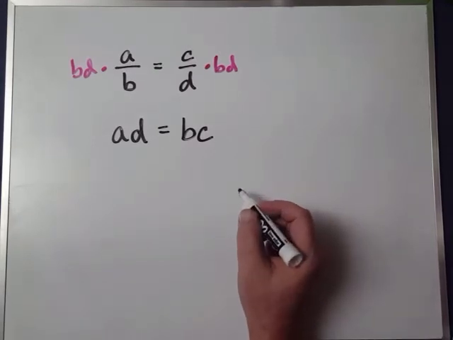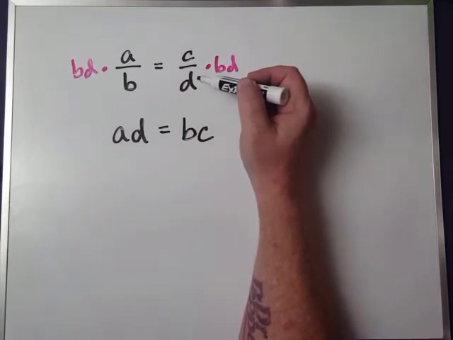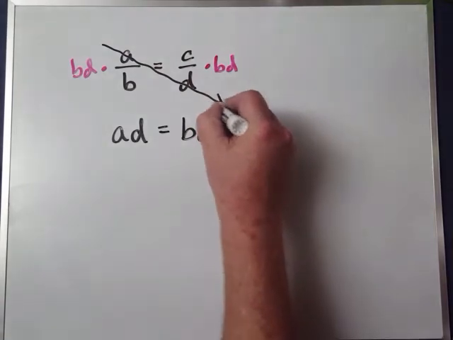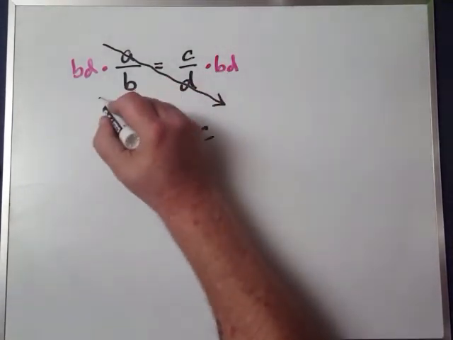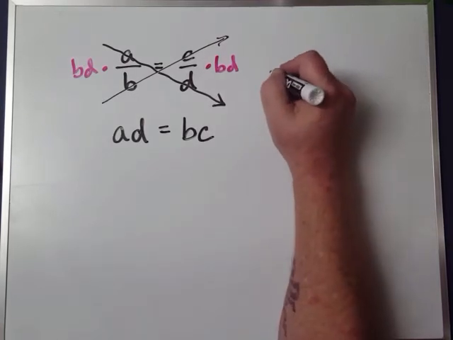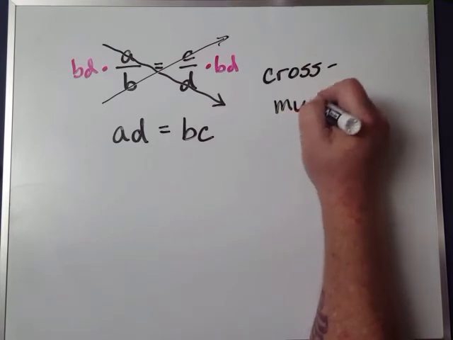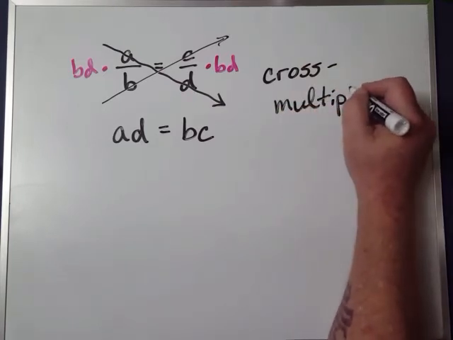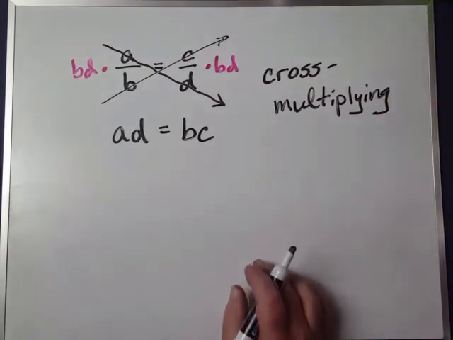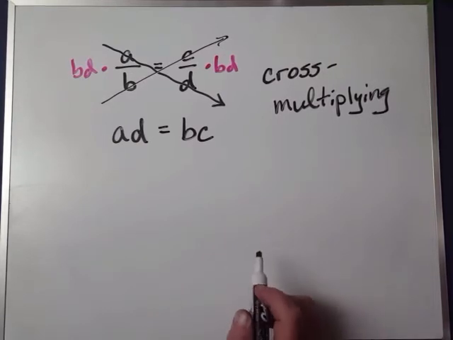What does this mean? This means that in any proportion, it will always be true that this product, A times D, will always be equal to that product, B times C. And this is cross-multiplying. Has nothing to do with cross-canceling. Don't get the two confused.